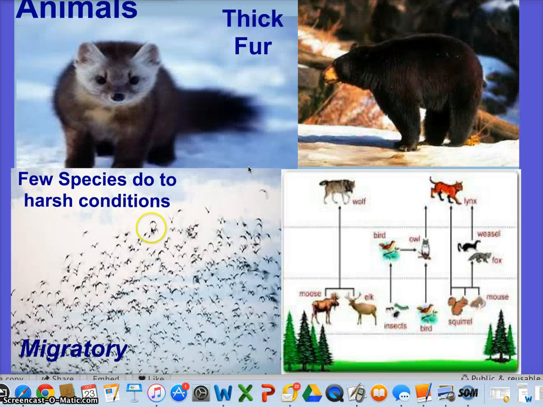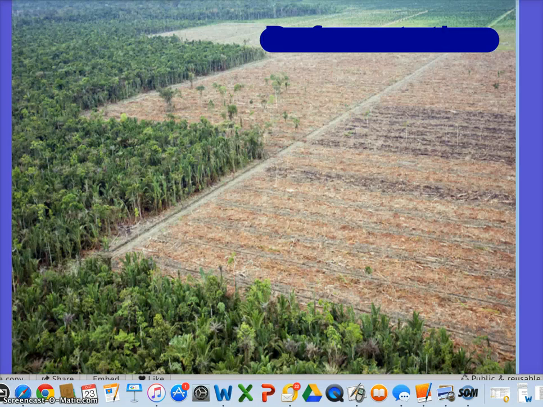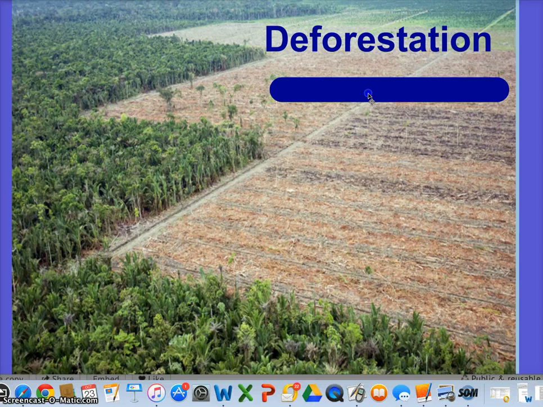Animals have thick fur, and there are very few species, and most of them that live there migrate during the extreme temperatures. And then the biggest problem is deforestation, which I'm going to talk about more when I do rainforests.